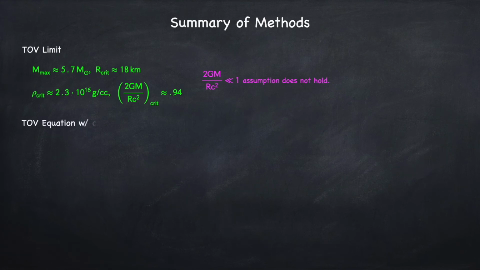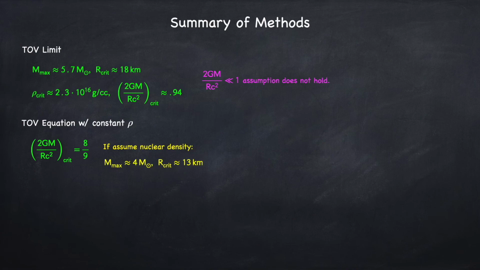Then we have the method we used in stellar physics 3D, which was to solve the TOV equation assuming a constant density, and this gave us a condition for instability of the metric deviation being equal to 8/9. If we then assumed a density of about nuclear density, we got a maximum mass of about 4 solar masses and a critical radius of 13 kilometers. The problem with this method is we had to guess what the density is.